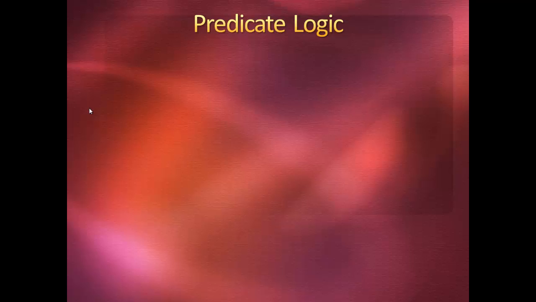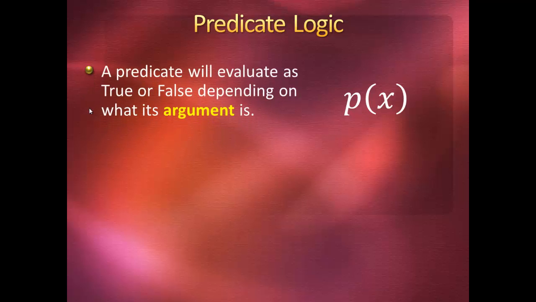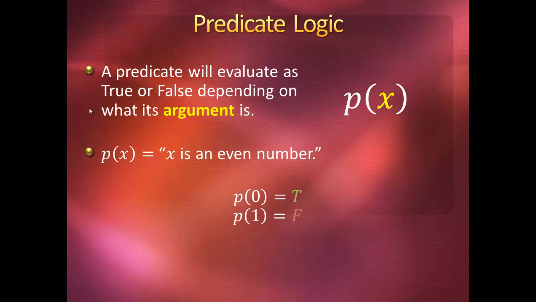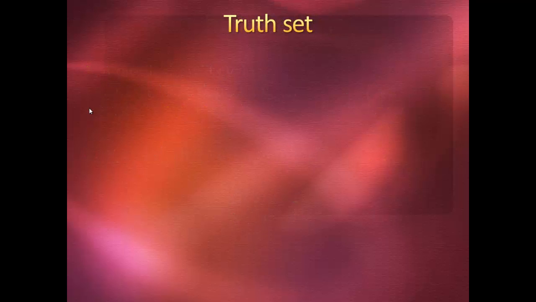Predicate logic also shows us how to handle statements like P of X. Remember that in propositional logic, the statement "X is an even number" is a valid proposition because it must be either true or false. But we can't evaluate such a statement on its own. In predicate logic, a predicate will evaluate as true or false depending on what its input or argument is. So P of 0 is true, and P of 1 is false. We call X a free variable because it can stand for anything.